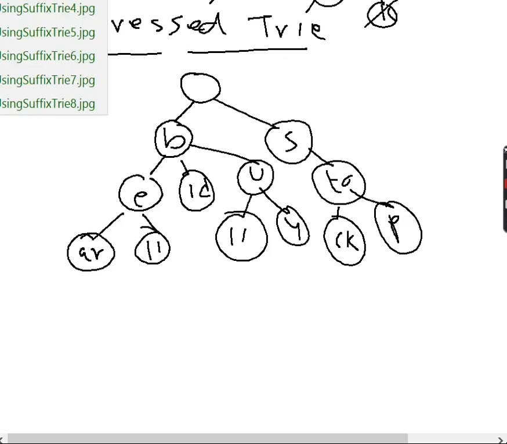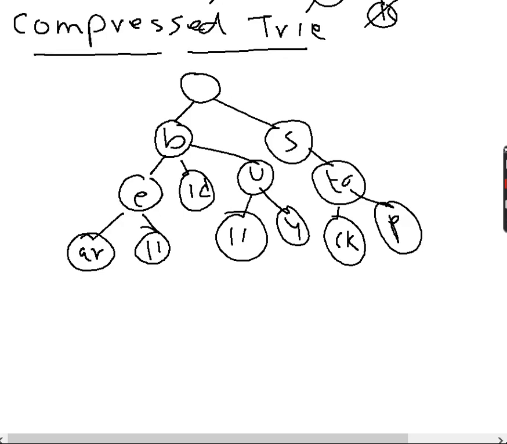Now let's go into the detail of the steps to build the suffix trie from a given text. To build a suffix trie, we need to generate the suffixes of the given text, and then consider all the suffixes as individual words, and then build the trie or the compressed trie out of it.